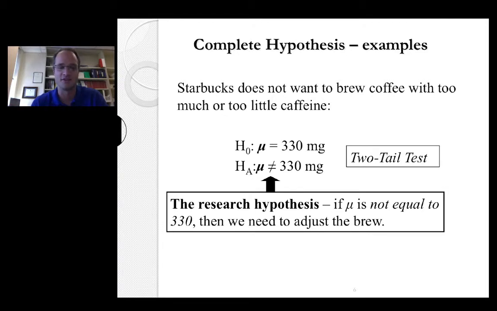And so, again, the alternative is the research hypothesis, right? We're seeing if it's something different from the claim. Now, if mu is not equal to 330, then we need to adjust the brew. That part is kind of the subjective nature of this, right? Of course, Starbucks could use objective statistics to figure out whether they think there's a problem, but then what to do after that is subjective.